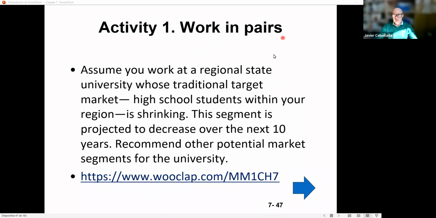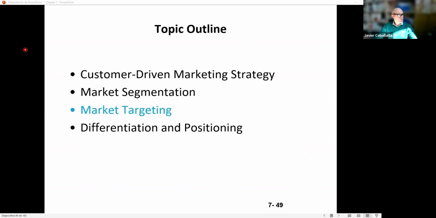You may work in pairs with a classmate. So assume that you work at a regional state university whose traditional target market is high school students within the region, and assume that this group of students is shrinking, is projected to decrease over the next 10 years. So I would like you to recommend other potential market segments, and you might leave your answers here in the book lab. And we are going to stop for now.